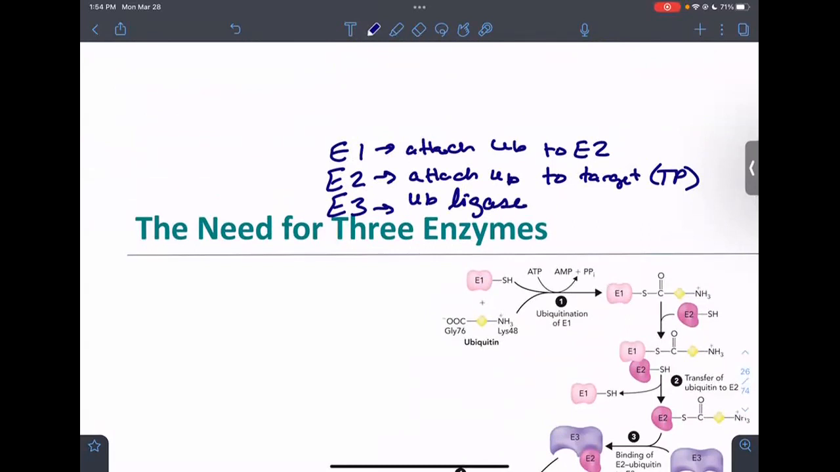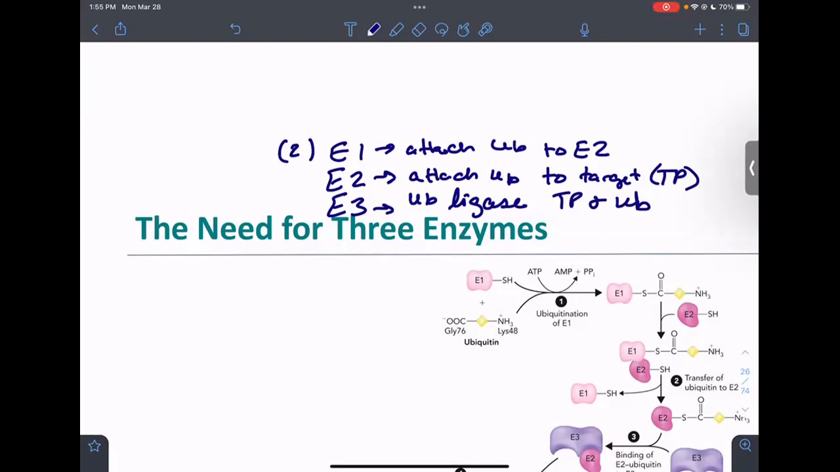And so this is the one that is really going to form the complex between the target protein and the ubiquitin. So we're going to walk through all of these steps. But one thing that's really important is to think about how many different genes of each of these classes of enzymes there are. The E1, there's only 2 genes. And really, that's okay because the only job of E1 is to attach ubiquitin to E2. So it's not a really big job.